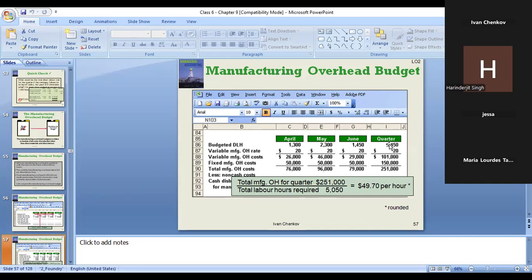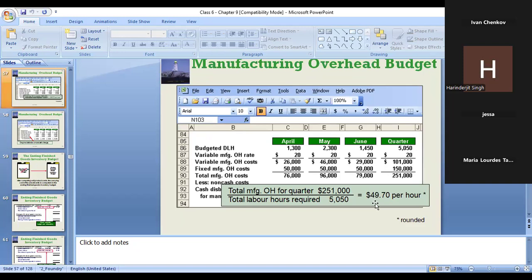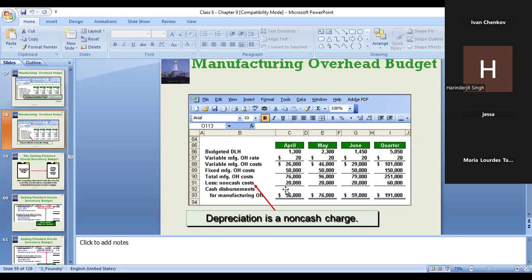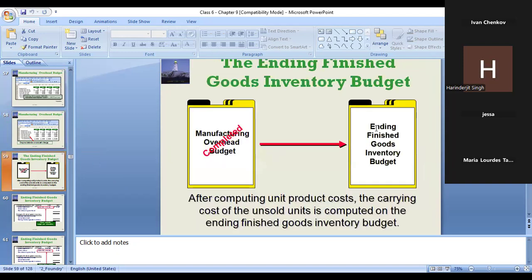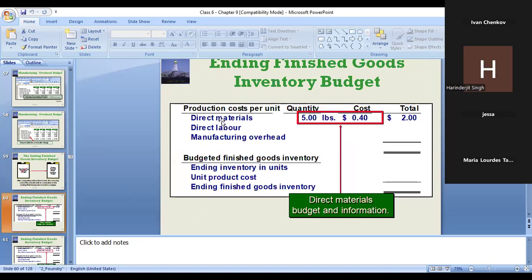As you can see, this is all estimated, since we're on the budget, we're doing estimation. And from those two numbers, we can get that the predetermined overhead rate is $49.70. And we completed eliminating the depreciation, and we're seeing how much cash we're going to pay for the manufacturing overhead. Now let's do the ending finished goods inventory. For the ending finished goods inventory, what we need is the cost per unit.